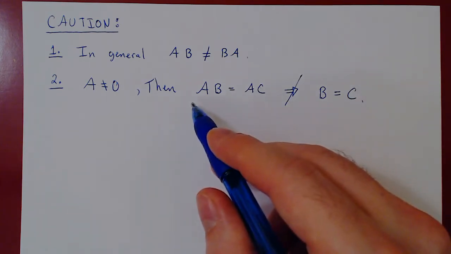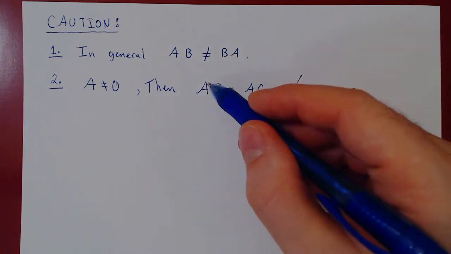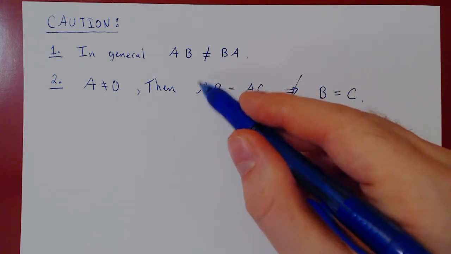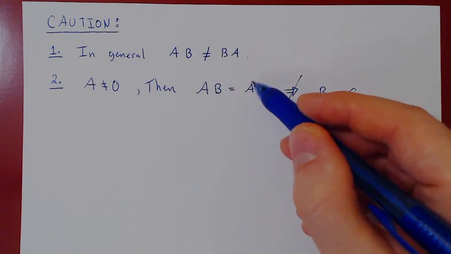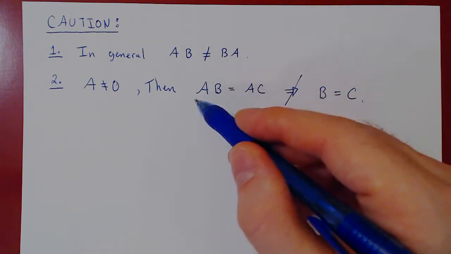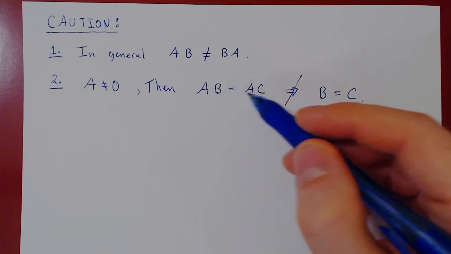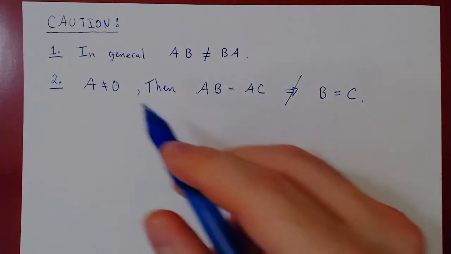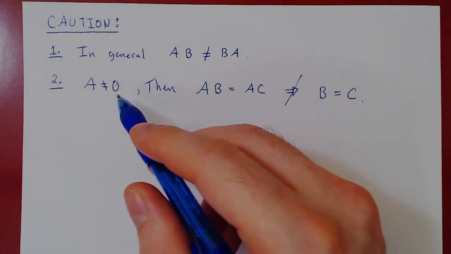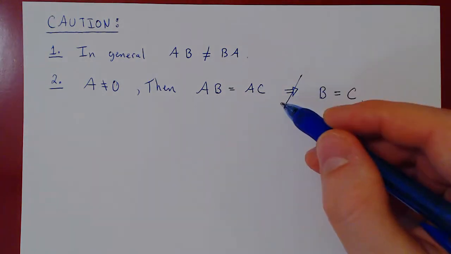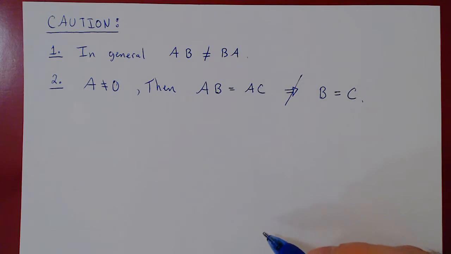So the simple cancellation rule of real numbers is not true of matrices. We will later on fix this. We'll find a criteria, and we'll call this invertibility, whereas if A is invertible, we'll be able to cancel it, and once we cancel A on both sides, we will then conclude that B equals C. But in general, even though the matrix A may not be the 0 matrix, and AB equals AC, it does not imply that B equals C.